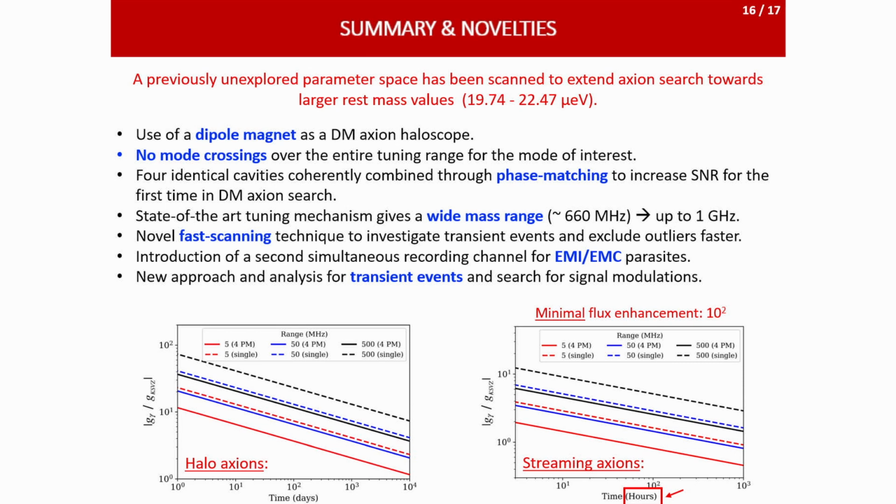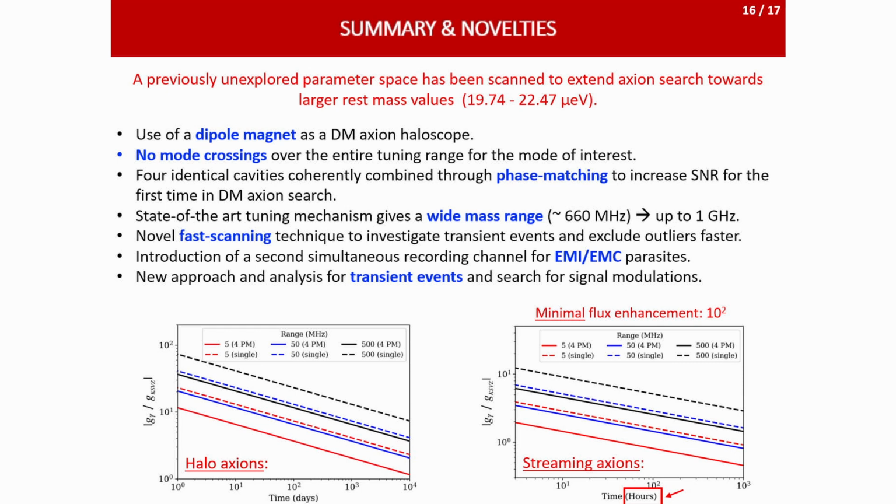So we have scanned previously unexplored parameter space, and these are the novelties that we have introduced. We used for the very first time a dipole magnet, a decommissioned dipole magnet, CAST, as a dark matter axion haloscope. We had no mode crossings using this setup over the entire tuning range for our mode of interest. And then we used 4 identical cavities coherently combined with this novel phase matching technique to increase the SNR.